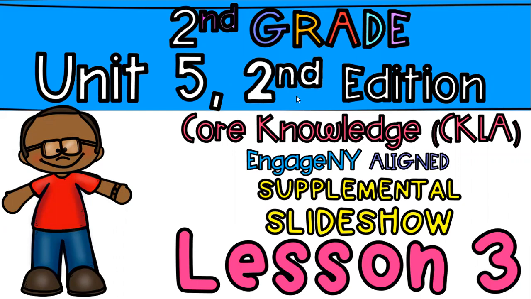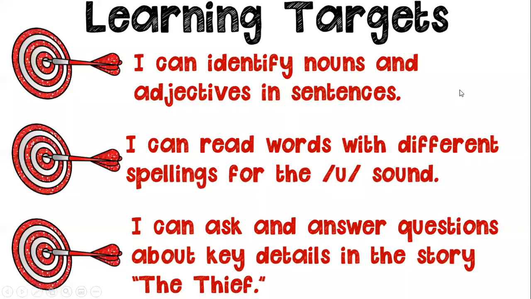Welcome to CKLA, Lesson 3, Unit 5 of Skills. Our learning targets for today are: I can identify nouns and adjectives in sentences. I can read words with the different spellings for the sound. And I can ask and answer questions about key details in the story, the theme.